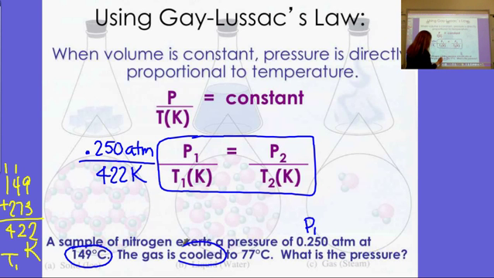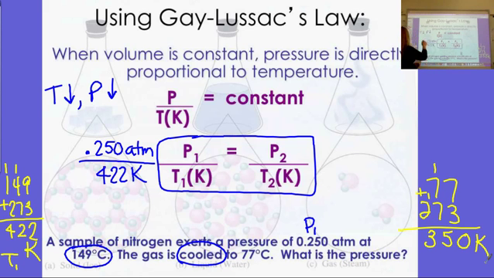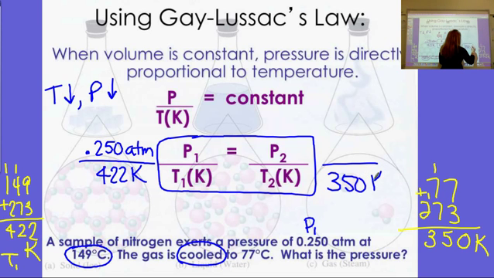The gas is then cooled. So my temperature goes down. When temperature goes down, remember Gay-Lussac's law is direct. When temperature goes down, the pressure should also go down. So we'll use that to check our final answer. The gas is cooled to 77 degrees Celsius. 77 and 273, 10, 15, 350 Kelvin. My temperature went down to 350 Kelvin. What is the pressure?